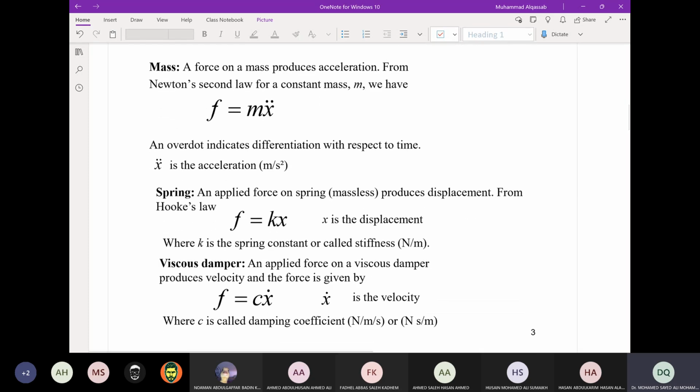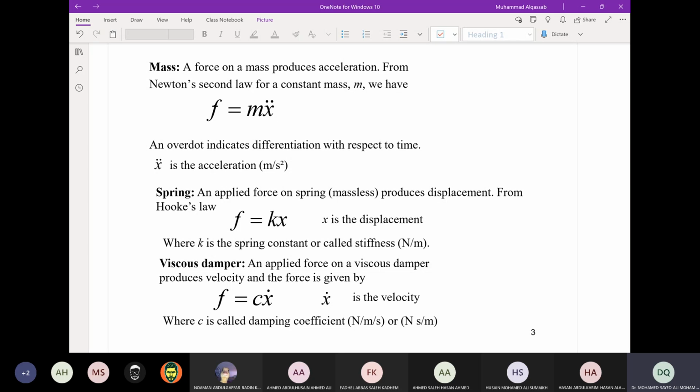So for a spring mass system, the elements will be the mass and the force, and the mass is governed by Newton's second law, that the sum of forces equals m x double dot. So x double dot is the acceleration, and we need to write it in this form rather than a, and we don't write F equals ma.